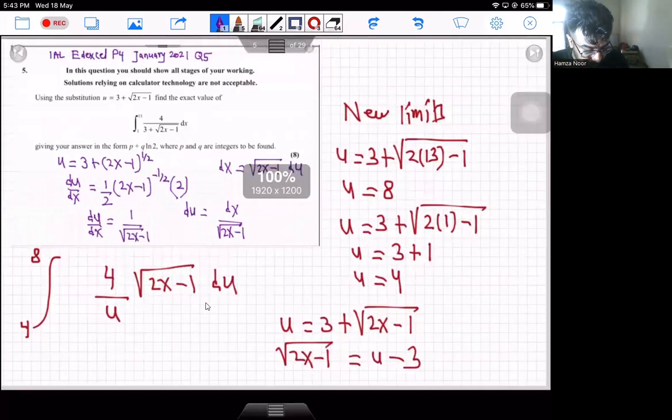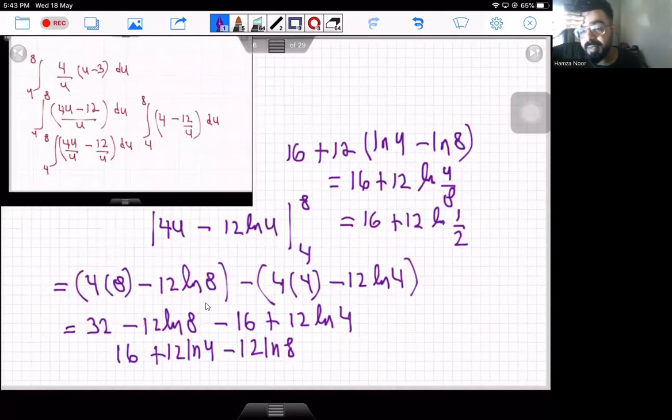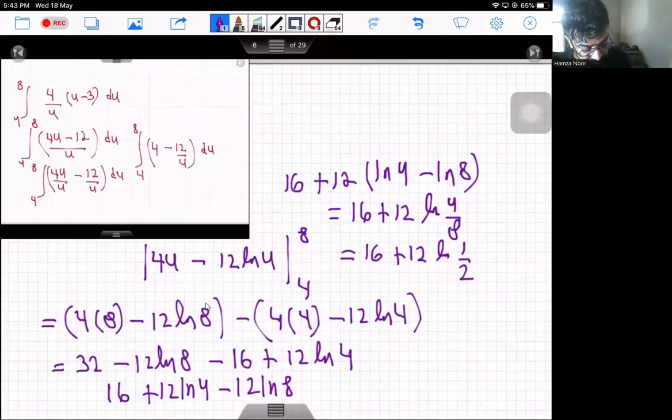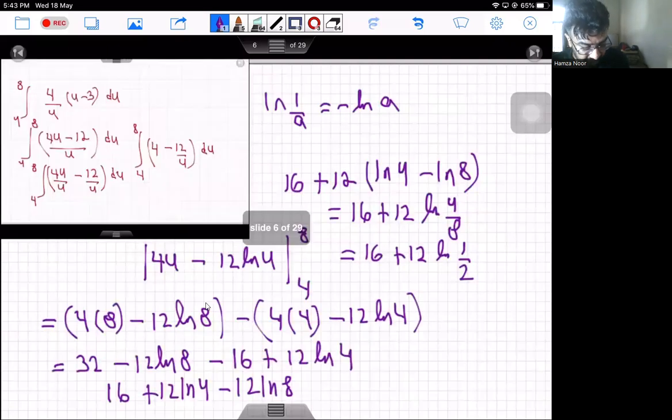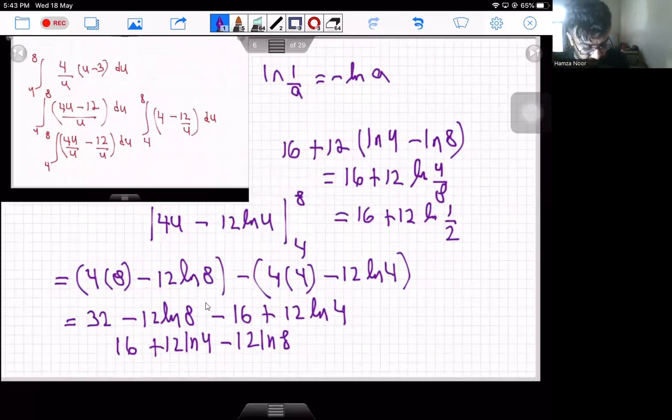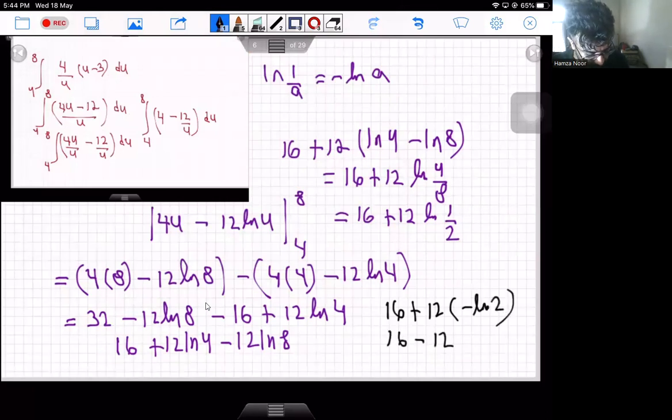And as we know, a basic key concept, a basic identity is that ln 1 over a is exactly equal to minus ln a. Okay, because in place of ln 1 over a, we can write ln 1 minus ln a. And since ln 1 is equal to 0, so 0 minus ln a, this eventually becomes minus ln a. So I can say that in place of ln half, we can write minus ln 2. So this becomes 16 plus 12 times minus ln 2. And your final answer is 16 minus 12 ln 2. This question is worth 8 marks.